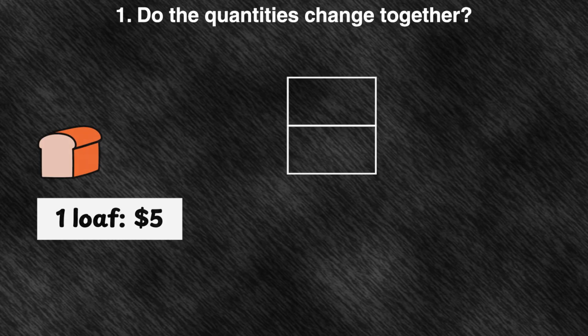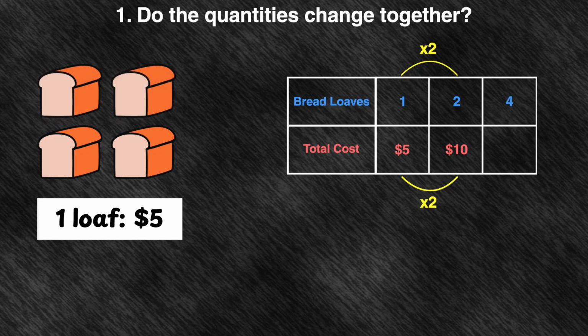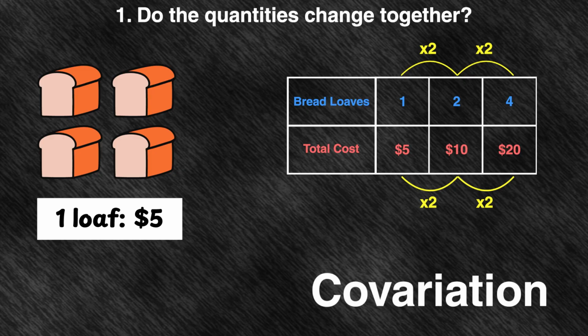So here's a simple strategy that can help. You can ask yourself, do the quantities change together? If one increases, does the other also increase? In this example, we're comparing the number of bread loaves we buy and the total cost. We can see that when we buy more loaves of bread, we pay more. We call this type of relationship covariation.